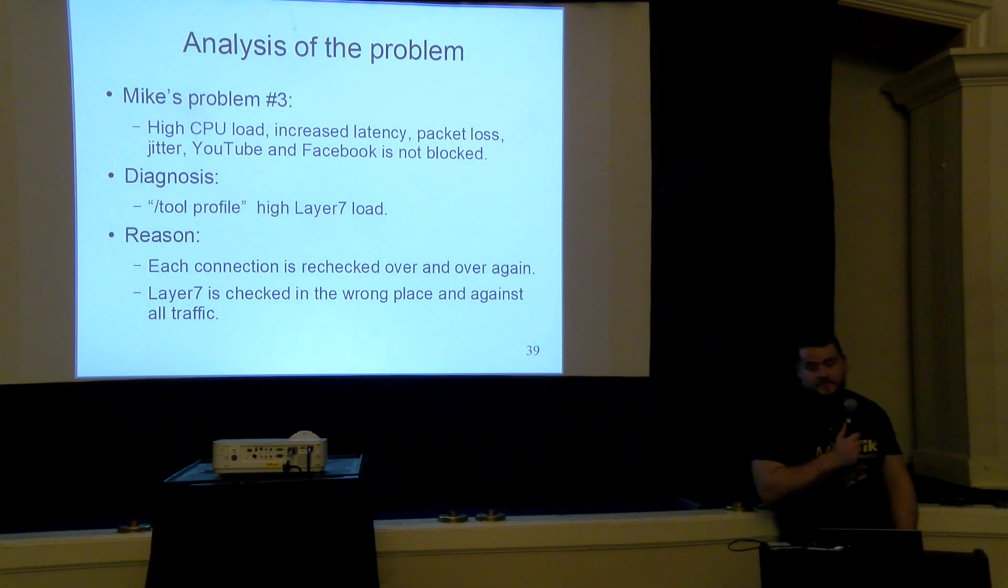So let's take a look at the tool profile, and we will see that layer 7 is a very high load. And the problem with this implementation that was on the previous slide is that each connection is rechecked over and over again, because you receive a packet, check it, drop it, then you receive the next packet from it, you check it again, you drop it again, receive the next packet, and so on and so forth, and the roller coaster goes, and the router dies, CPU load is high, watchdogs start to reboot routers, and everything is bad, and MikroTik is crap.